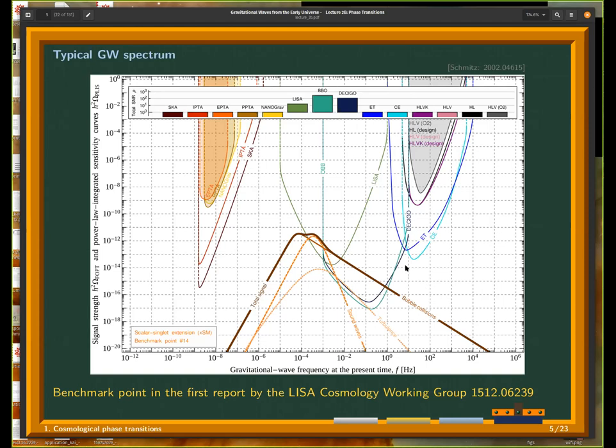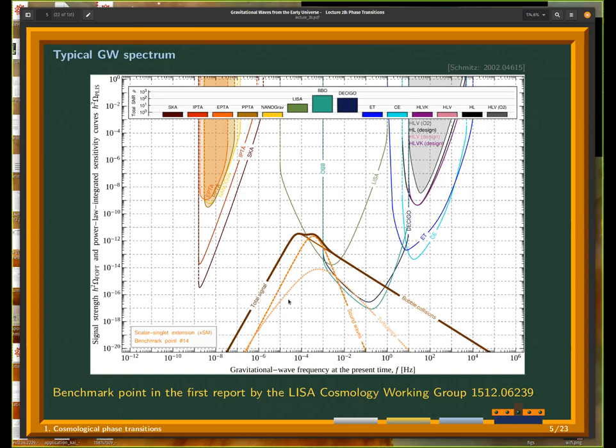Thank you. Here you said that this spectrum is from the runaway solution, right? Yes, yeah. So this is not the non-runaway case. In the non-runaway case, you would not have the contribution from the bubble collisions.